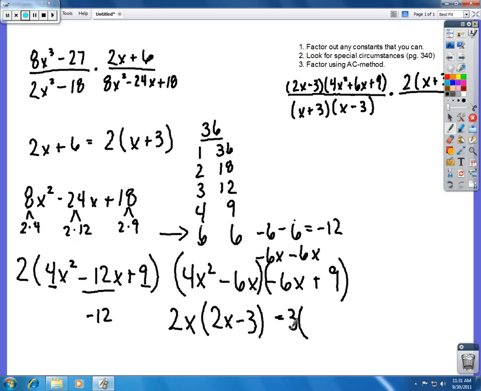So if I do negative 3 times 2x, that will give me back my negative 6x. If I do negative 3 times a positive 3, oh, no, wait, I'm sorry. Oh, we want that to be plus. Again, see? Even I make mistakes. All right. So, if we do a negative 3 times another negative 3, that would give us the positive 9 back that we had in our original equation there.